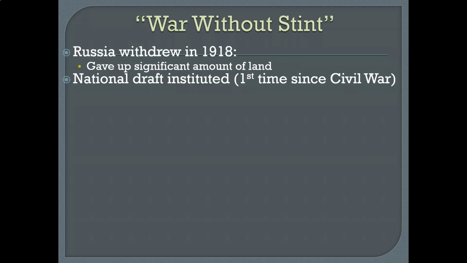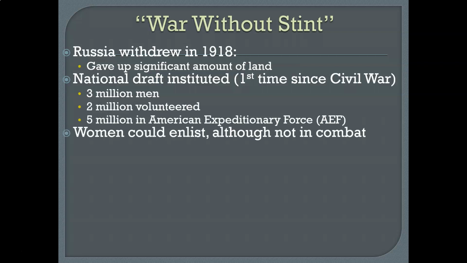That at least took one side of the war away from Germany. It's one of the reasons Germany financed it. Also, during this time, we have a national draft instituted. 3 million men are drafted, 2 million volunteer, creating a force of 5 million American males headed into the Expeditionary Force.